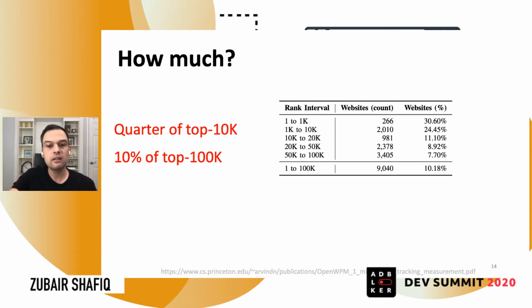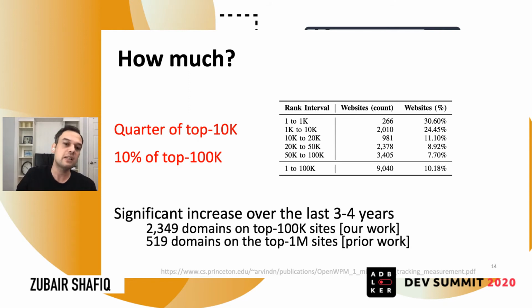And it's not just that there is more fingerprinting. Fingerprinting is actually happening from many different domains. In that previous research I just mentioned, they found that only about 500 domains were serving fingerprinting scripts on the top 1 million sites. Whereas we found that the ecosystem is much more diverse now. Fingerprinting scripts are being served on more than 2,000 domains on the top 100,000 sites. So clearly there is a trend that fingerprinting is increasing as compared to what was previously reported in research.